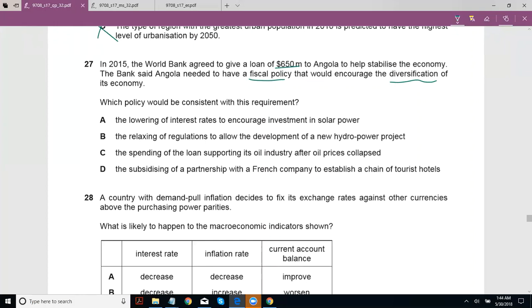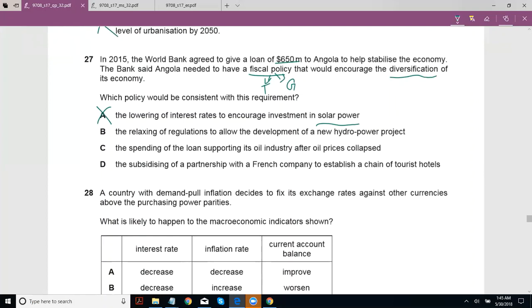Well, maybe, because solar power is perhaps a different way to produce electricity. But lowering interest rates is not a fiscal policy. Fiscal policy is only going to be looking at your tax or your government expenditure, or if they mention the budget, because the budget still mentions tax and government expenditure. So this wouldn't even be a monetary policy. In fact, no, I'm sorry, I stand corrected. Interest rates, so obviously A would be a monetary policy.